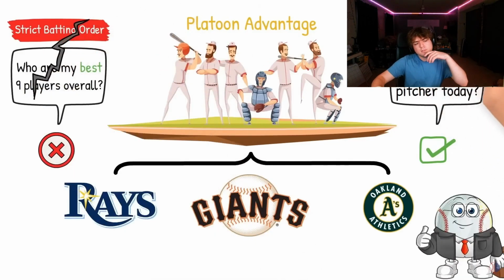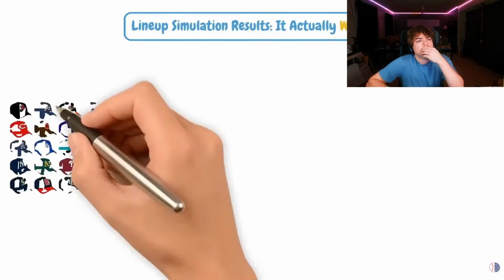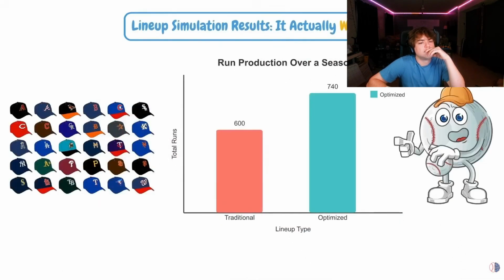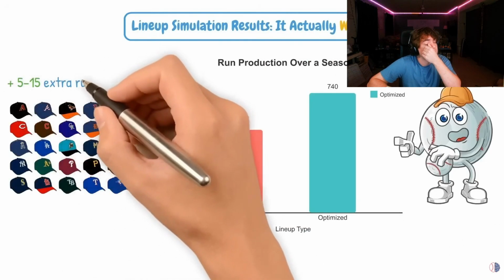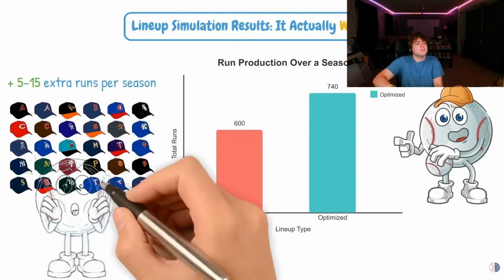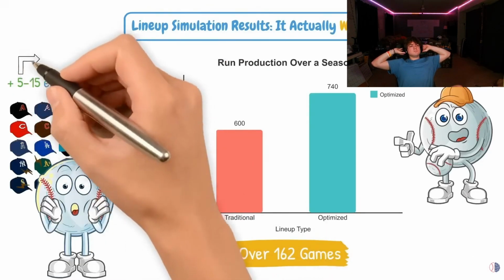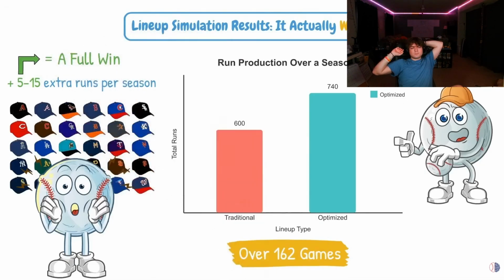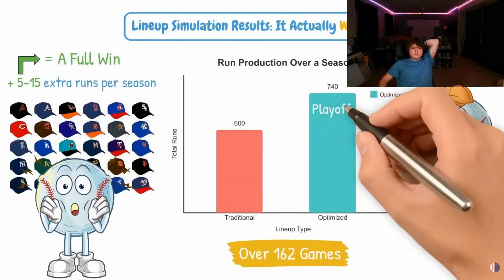Flexibility equals runs. Teams that have used optimized lineups, yes, there are softwares built for this, gain 5 to 15 extra runs per season. That might not sound like much, crazy, but over 162 games, 5 runs can equal a full win. Sometimes the difference between a playoff spot and an early offseason. That is true.